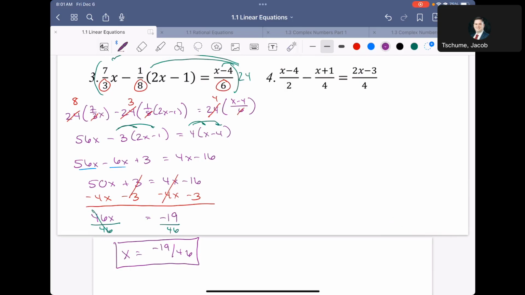So finally, to wrap up this video, let's just do one more with fractions, because like I said, these are the ones you're going to probably have to practice the most on. So for number 4, you've got x minus 4 over 2 minus x plus 1 over 4 equals 2x minus 3 over 4. Once again, you've got these fractions where I don't really want those numbers in my final problem. So I need to multiply by the first number that both of them will go into. Now, as we saw in the last problem, these are actually the exact same ones.